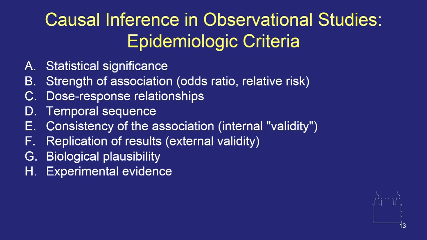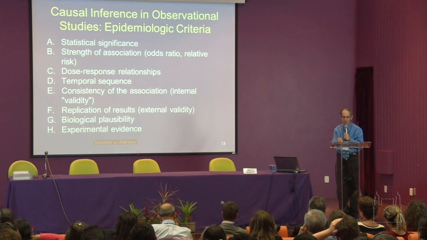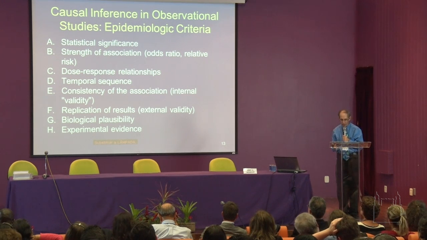Even if you're just doing one of these observational epidemiologic studies, there's a lot of common sense you could look at. And one of the things, again, he didn't like was statistical significance. But other things you should look at: strength of association.